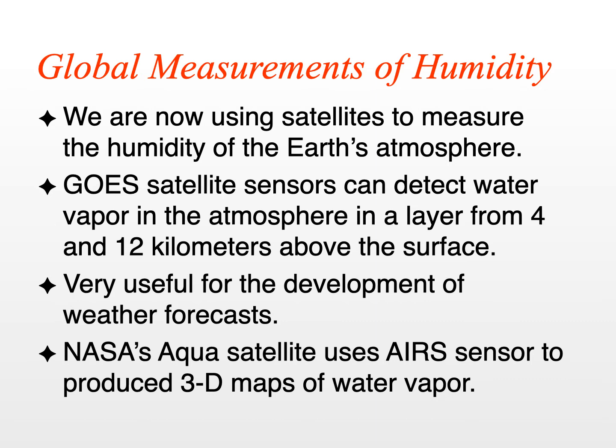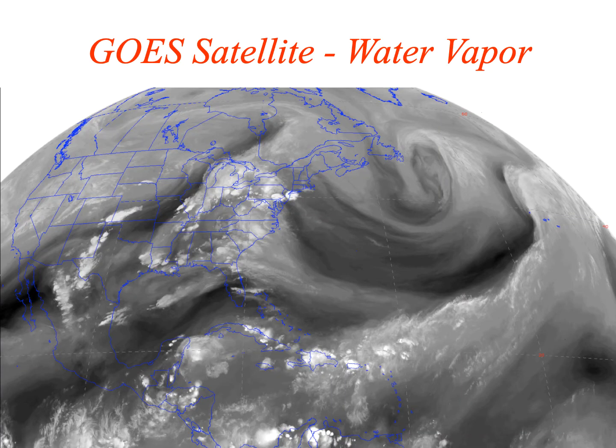So you can see whether or not an air mass contains a lot of water vapor, and therefore it's going to produce a lot of precipitation. Another satellite that measures humidity is NASA's Aqua satellite, and it uses a sensor called AIRS to produce 3D maps of water vapor. So here is an image of water vapor as measured by the GOES satellite.